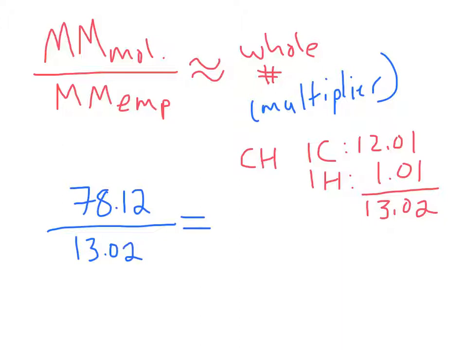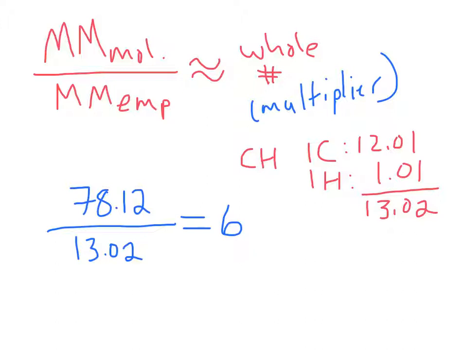And when you actually divide these, you get the number 6. And in this case, it's exactly 6. And we knew that this had to be a whole number. So our calculation is probably correct. So the multiplier is 6.